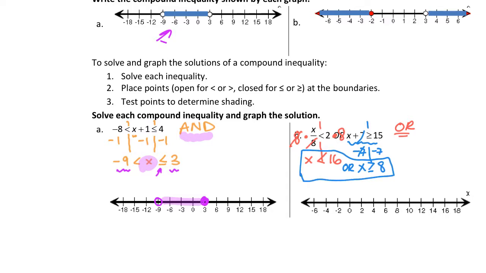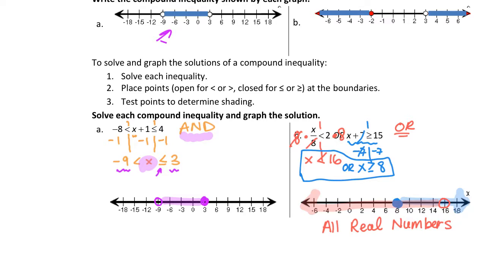When I graph this one, something interesting happens. At 8, I have a closed circle, and I'm going to shade all the x's above 8. So that goes that way. And then for the 16 endpoint, x is less than 16, put my open circle at 16, and then shade less than 16. And this is an interesting one. Since it's an or, I want everything, and so everything's shaded. The answer to this particular compound actually ends up being all real numbers.